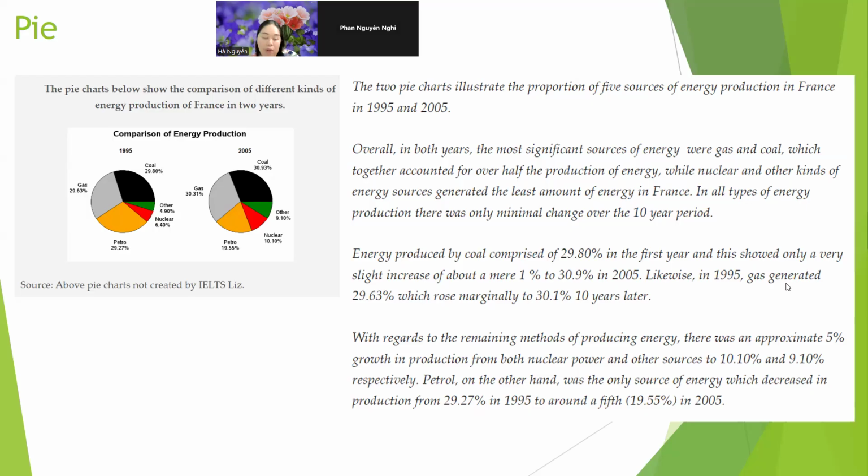So there you go. In your report, please feel free to be flexible when you use verbs and nouns to describe the data. So like I said, instead of take up, we have account for or comprise of. And now specifically to this writing, it talks about energy production. So you can say sources of energy account for production of energy, other kinds of energy sources generated the least amount of energy, energy production, and yeah, comprise of, generate, and so on.